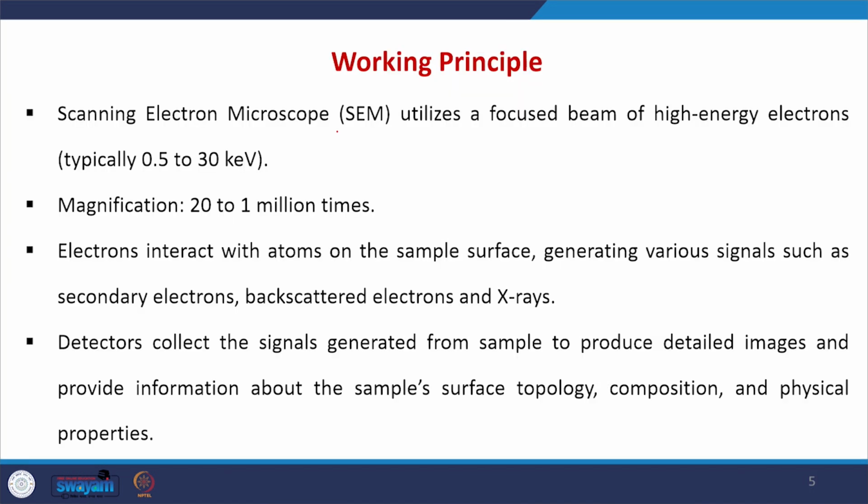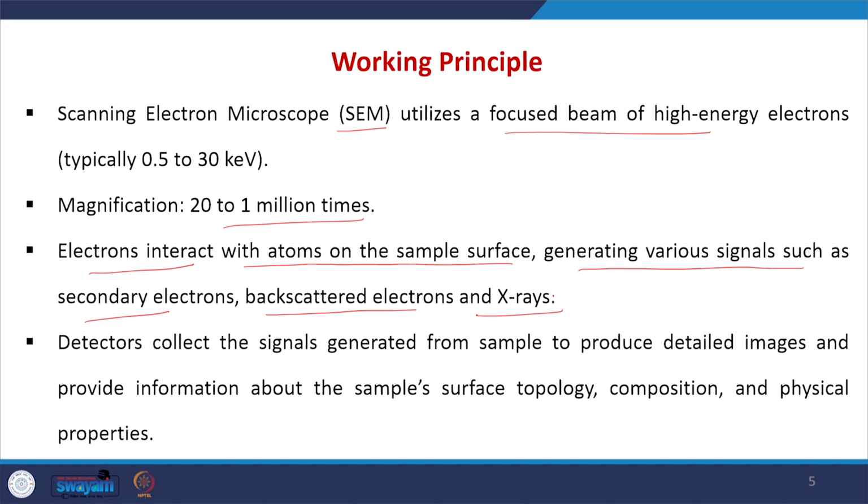So, let us see the working principle of the scanning electron microscope. The scanning electron microscope, that is SEM, utilizes a focused beam of high energy electrons, and it has a magnification of 20 to 1 million times. The principle is that electrons interact with atoms on the sample surface, which generates various signals such as secondary electrons, backscattered electrons, and X-rays. The detectors collect these signals and provide information about the sample, for example surface topology, composition, and physical properties of your sample.